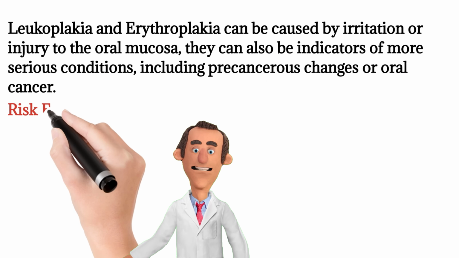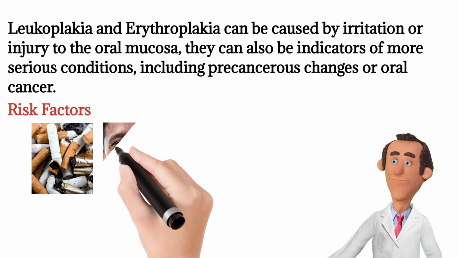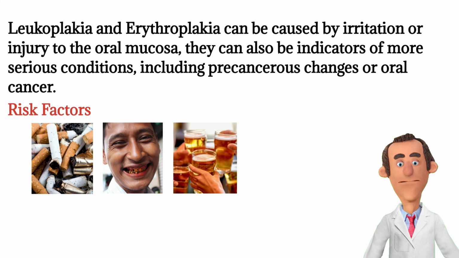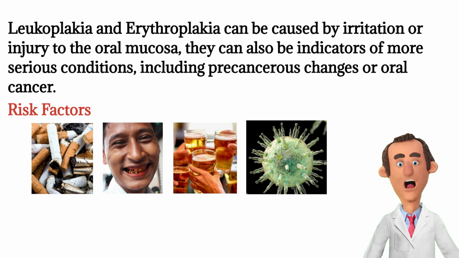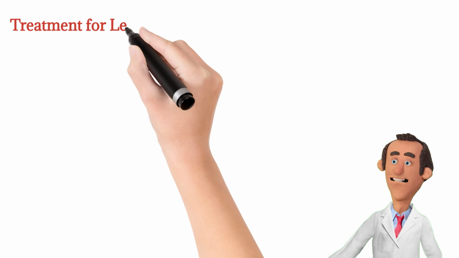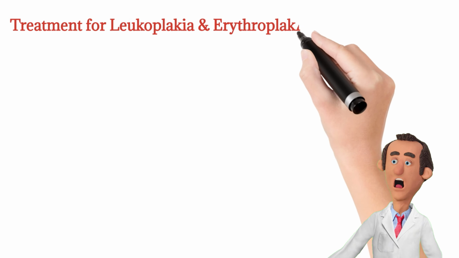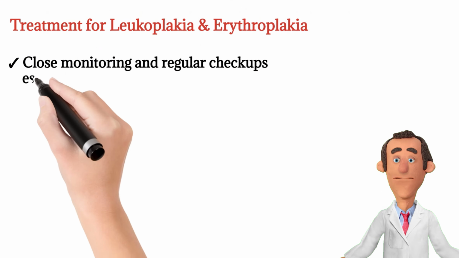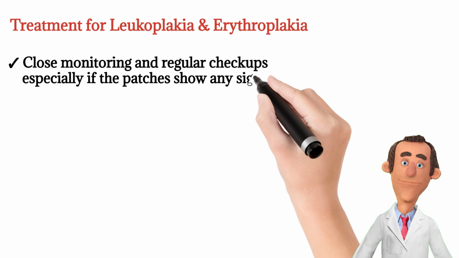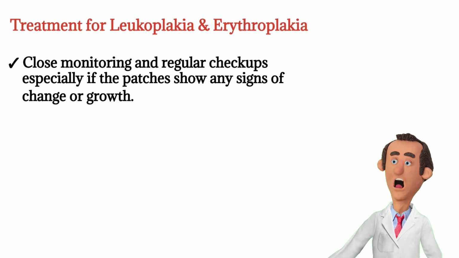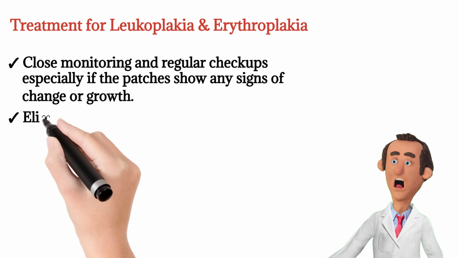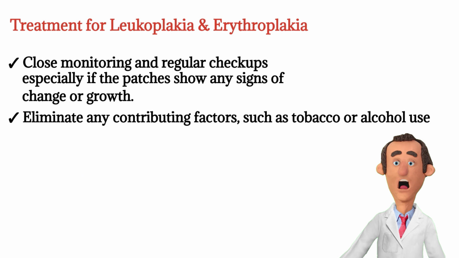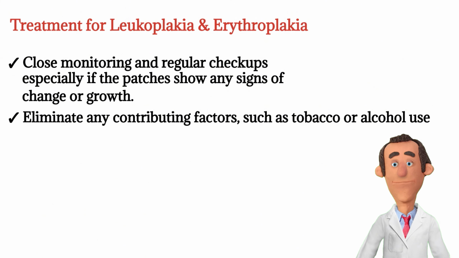Risk factors for these conditions include tobacco use, betel nut, also known as gutka addiction, excessive alcohol consumption, and, in some cases, infection with the Epstein-Barr virus. Treatment for leukoplakia and erythroplakia typically involves close monitoring and regular checkups by a healthcare professional, especially if the patches show any signs of change or growth. The most important step in managing these conditions is to eliminate any contributing factors, such as tobacco or alcohol use, as these substances can increase the risk of progression to oral cancer.